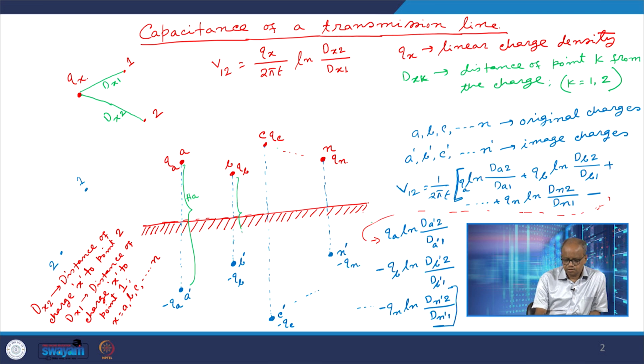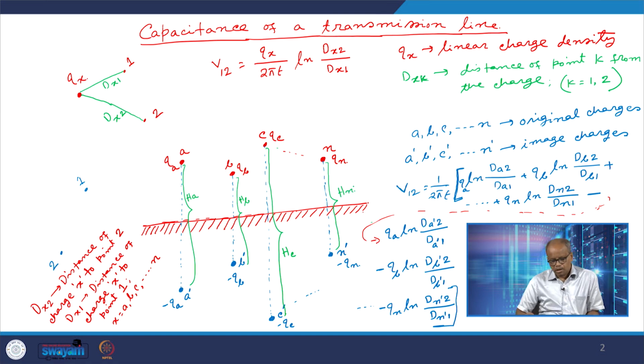Similarly, this distance is given by HB. Similarly, this distance is given by HC. Similarly, this distance is given by HN. And we also say that this distance from point A to point B is DAB. From point A to point C is DAC. Similarly, from point A to point N would be DAN. Similarly, from point B to point C would be DBC, and so on and so forth.